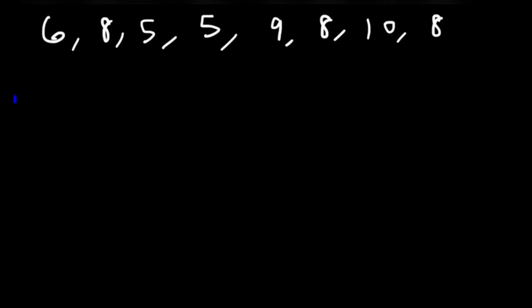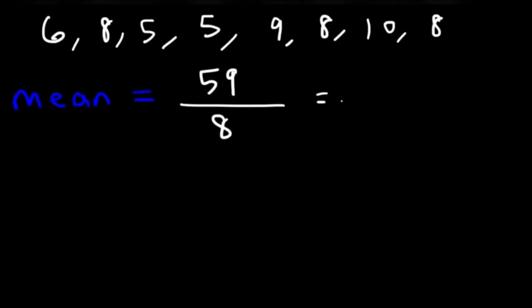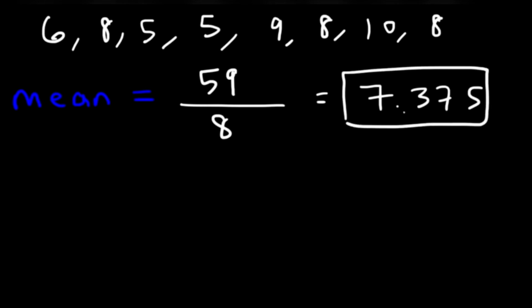So let's start with the mean. Let's add up the numbers. 6 plus 8 plus 5 plus 5 plus 9 plus 8 plus 10 plus 8 will give us a sum of 59. And there are 8 numbers. Now 59 divided by 8 is equal to 7.375. And so this is the average.